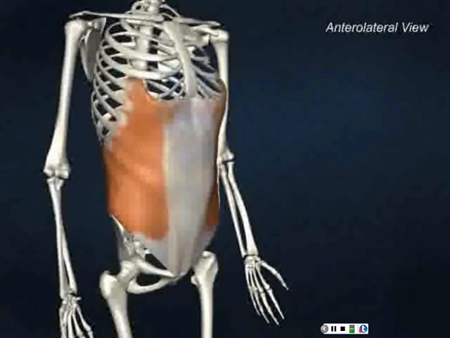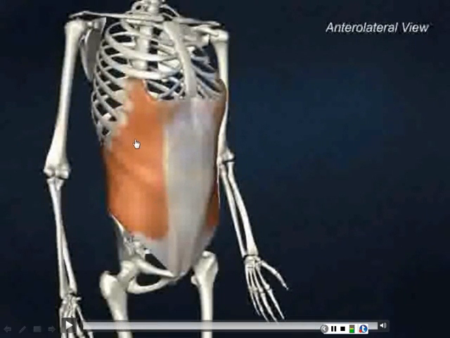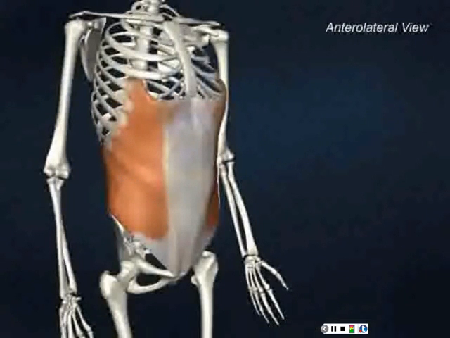They are innervated by the intercostal nerves. All right, so this is the outermost oblique. Mostly it's on the side. The external abdominal oblique starts in the back and comes around the side.